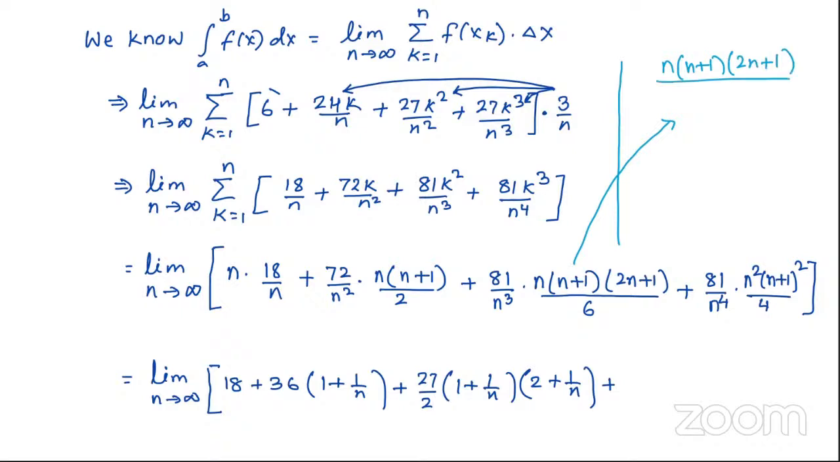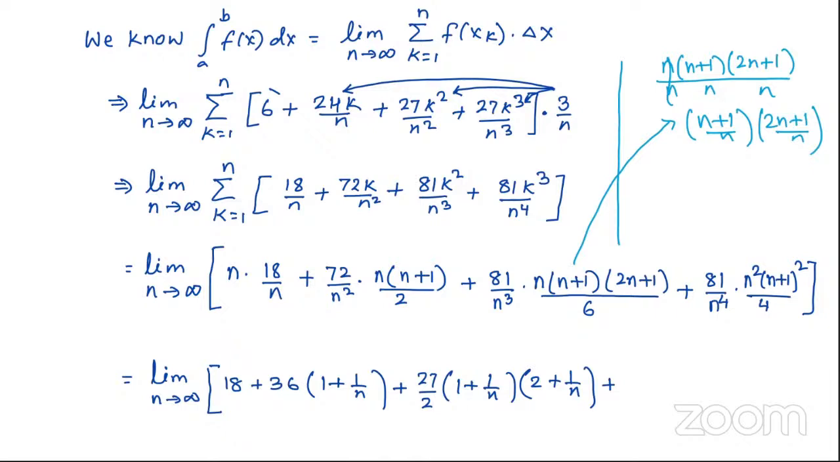N cubed, right? You can think of that as n times n times n. You can also think of it like that. So n and n cancel. N plus 1 over n, and then 2n plus 1 over n. You can think of it in that way also.